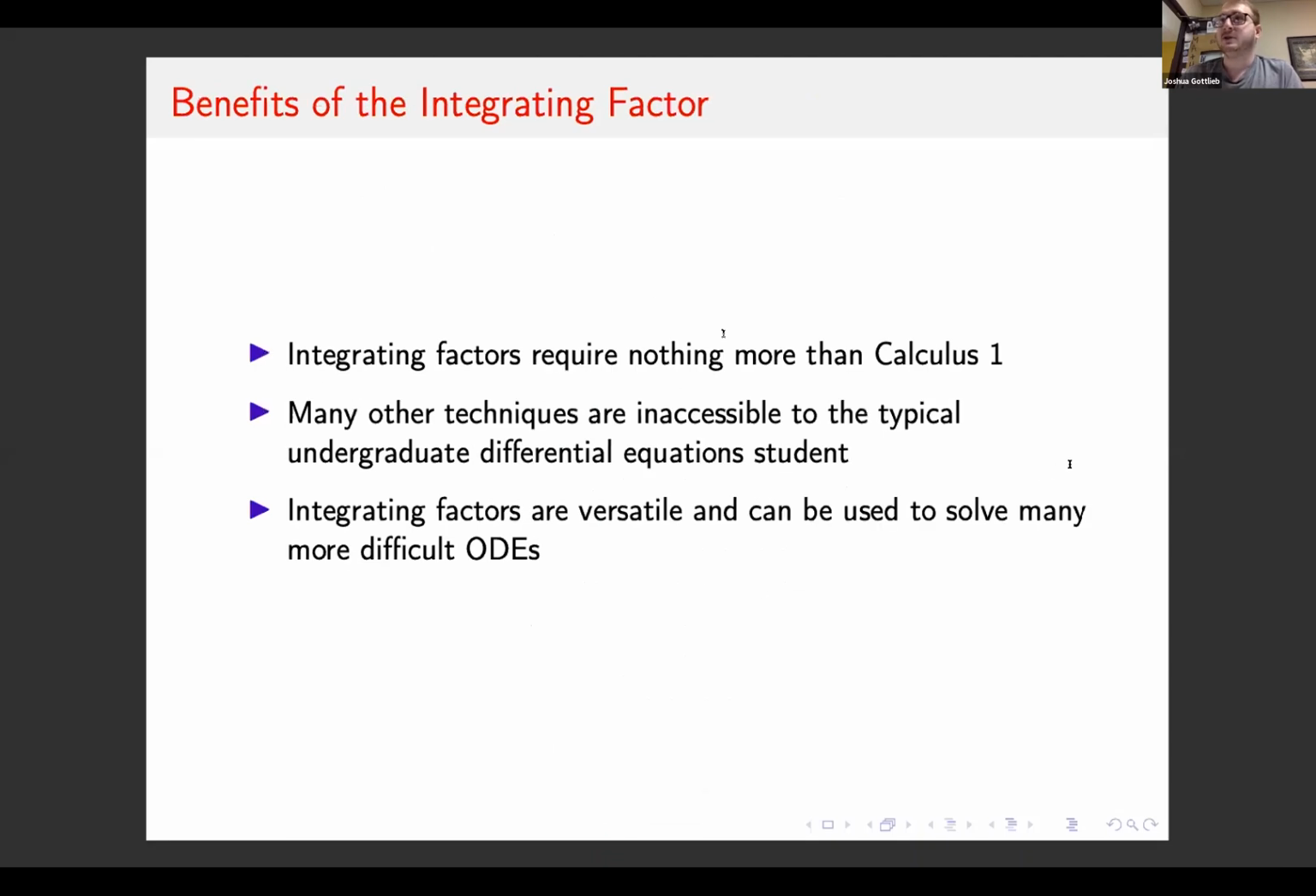So the beauty of integrating factors is that they require nothing more than calculus 1 to understand, so they're very approachable by new students. Many of the other techniques taught in standard DiffEQ courses utilize advanced integration techniques and are kind of inaccessible to the average DiffEQ student. And integrating factors are very versatile and can be used to solve many more difficult differential equations beyond what is normally taught. So let's go over a few of them.